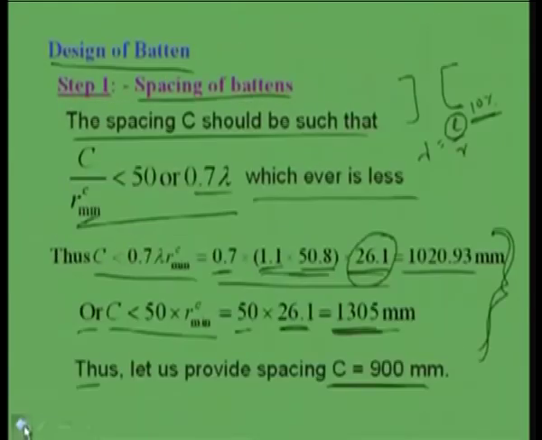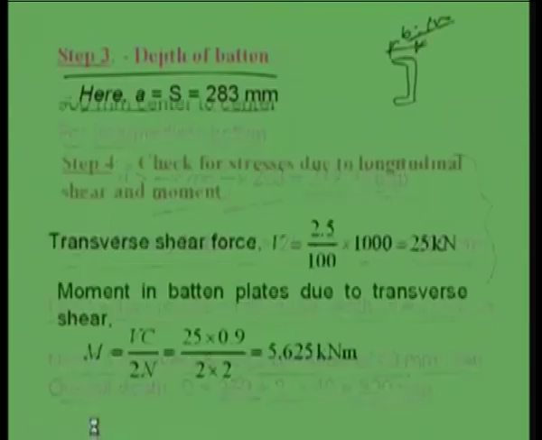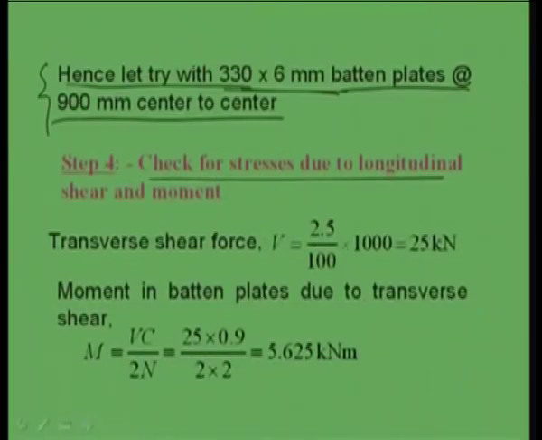So here D we are going to decide as 330 mm. So all the things we found: thickness, depth and spacing. Now we have to find the number, and before that we have to check the stresses. So in step 4 we will check the stresses due to longitudinal shear and moment. First, transverse shear V is equal to 2.5% of the total load P. So this is becoming 25 kilonewton, 2.5% of 1000 kilonewton, right.